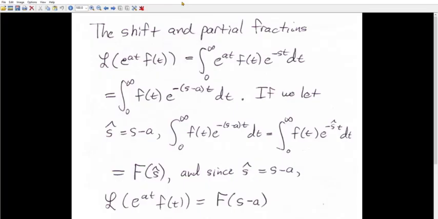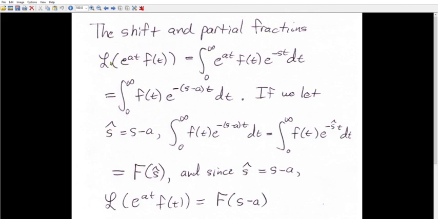Today we're going to look at some Laplace transform problems that are somewhat more complicated than last time, and they're going to involve something called the shift, and we're also going to be looking at more complicated partial fractions. So first, let's talk about the shift.